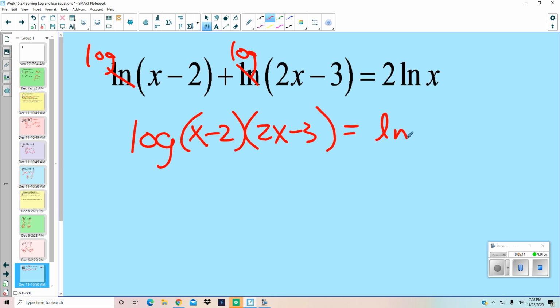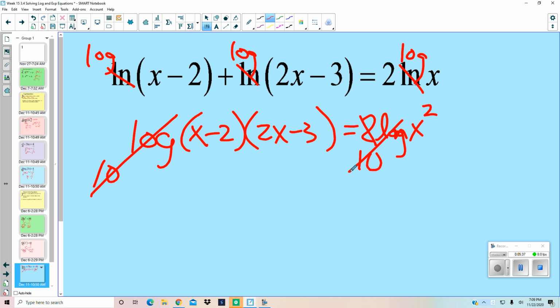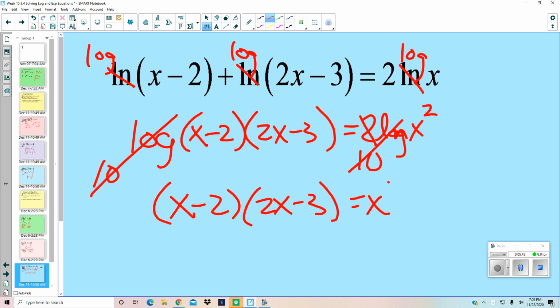And I'm going to make this 2 natural log x. So now, oh, I was going to change it to logarithm. So this has to be a logarithm also. Then the base is 10. So I'm going to make 10 the base of each side. But before doing that, I'm going to make that a power. Now this is gone and this is gone. So now what I have is x minus 2 or 2x minus 3 equals x squared.